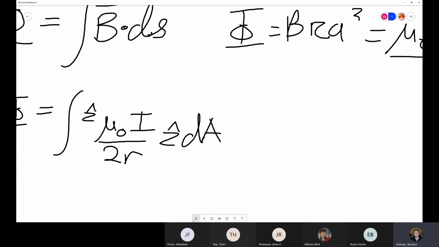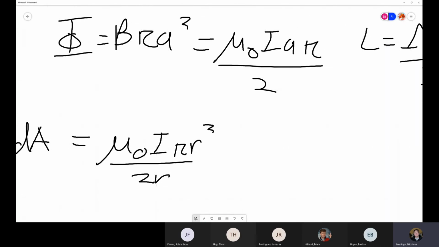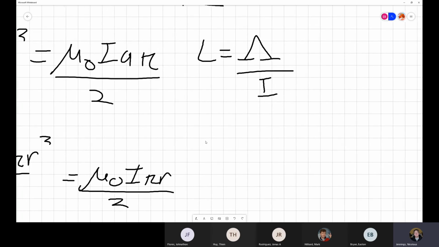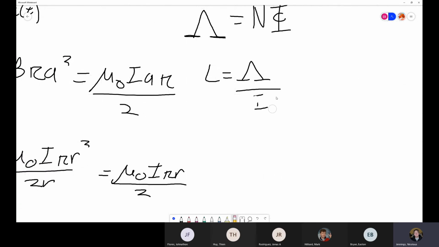From this, then we can evaluate this integral. We're going to get the same thing. Mu naught I pi r squared over 2r. And then we get this right here, mu naught I pi r over 2. Okay? And let me be more specific about this. This is actually the wrong word I wrote down right here.